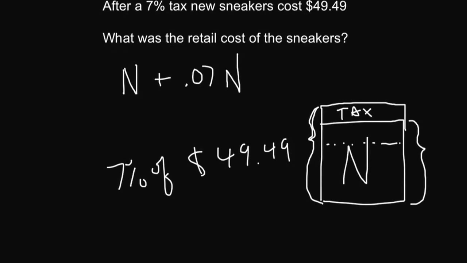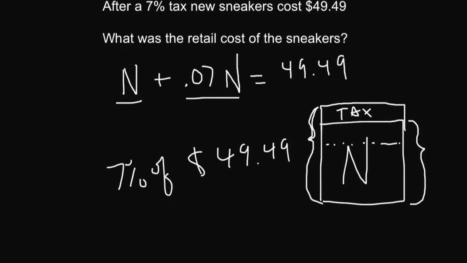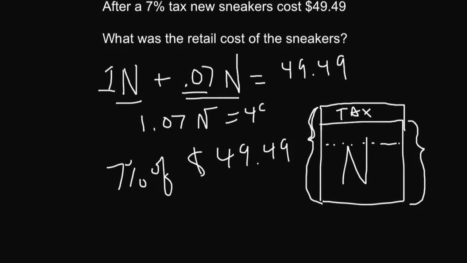times 0.07. Now, this is where your like terms come in. You know that the cost of the Nikes plus 7% of the cost of the Nikes equals 49.49. You know that there's a 1 in here because of the hidden coefficient of 1. You know there's 0.07 right here. So that will leave you with 1.07 times the cost of Nikes, which will equal 49.49. And if you divide by 1.07, voila, you'll be right there with your answer.